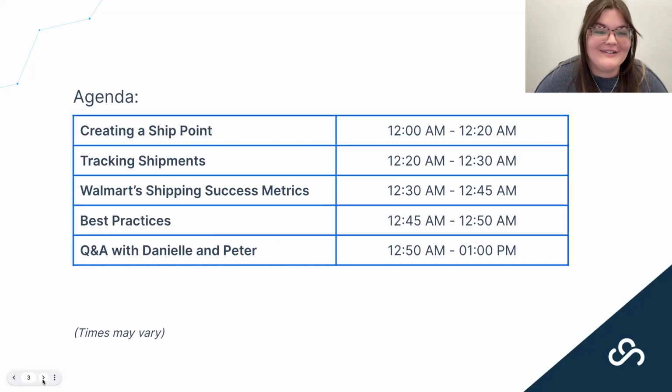All right, so let's see what we're going to get into for the agenda today. We will start off talking about how you can create a ship point. Then we'll move into tracking shipments. We will talk about Walmart shipping success metrics, and then we'll go over some routing, scheduling, and loading best practices before we wrap up the webinar with a live Q&A at the end with Peter and myself.